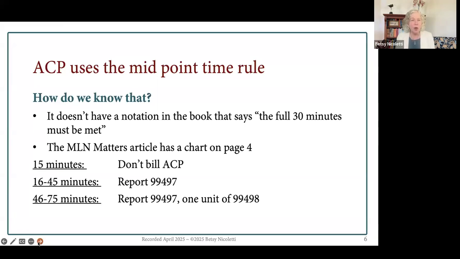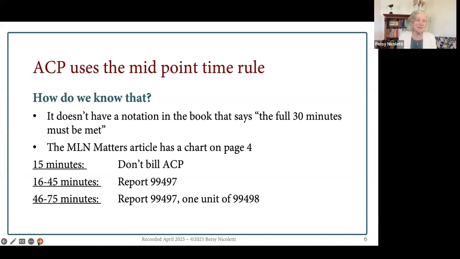So how do we know that ACP uses the time rule? First, we go to the CPT book, and it doesn't say after the code, the full 30 minutes must be met. If we looked at prolonged services code 99417 or some care management or remote monitoring codes, after the codes, it would say the full 15 minutes must be met. Do not report for less than 15 minutes. Do not report for less than 20 minutes.